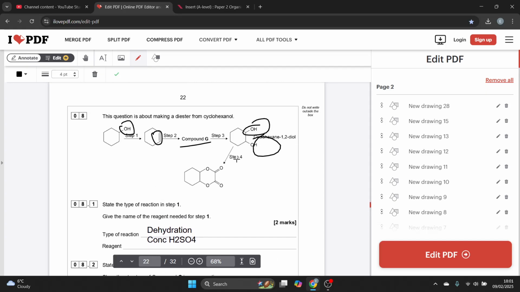Step 3 reagent, well, I'm going from a diol to what looks like an aldehyde.